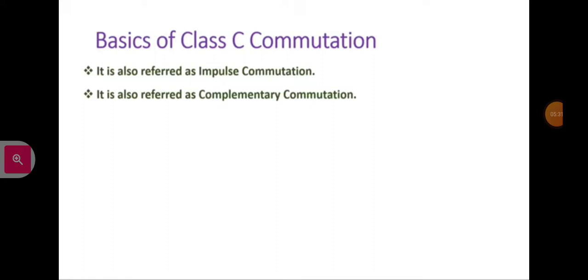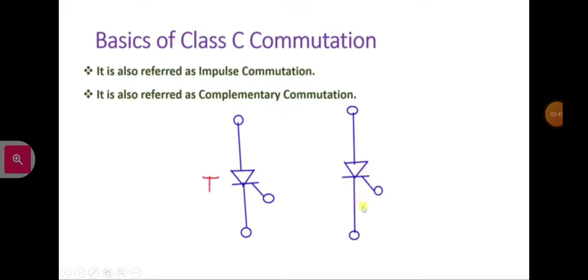This class C commutation method is also referred to as complementary commutation. Why is it referred to as complementary commutation? As I have told you, if thyristor 1 is on, to turn it off we give a gate pulse to thyristor 2. So thyristor 2 will get turned on and it will turn off thyristor 1. And when thyristor 2 is on, we give a gate pulse to thyristor 1, so that will turn on thyristor 1 and turn off thyristor 2. So that's why it is referred to as complementary commutation.